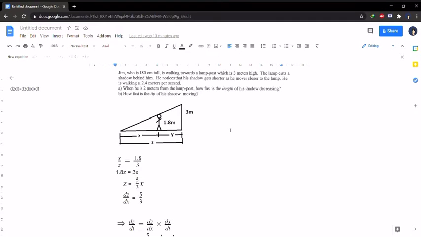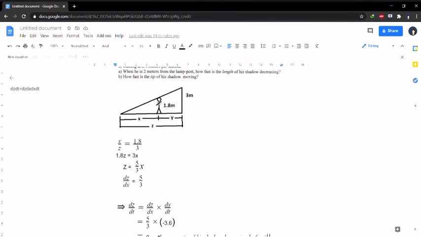Okay, so I will answer this question, but I will read the question first. Jim, who is 180 cm tall, is walking towards a lamp post which is 3 meters high. The lamp casts a shadow behind him. He noticed that his shadow gets shorter as he moves closer to the lamp. He is walking at 2.4 meters per second. So I will answer question B: how fast is the tip of the shadow moving? And for question A, Fitri will answer it.